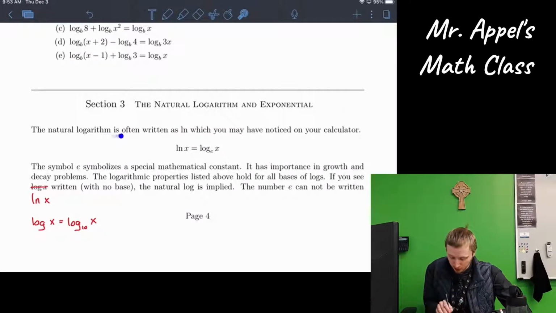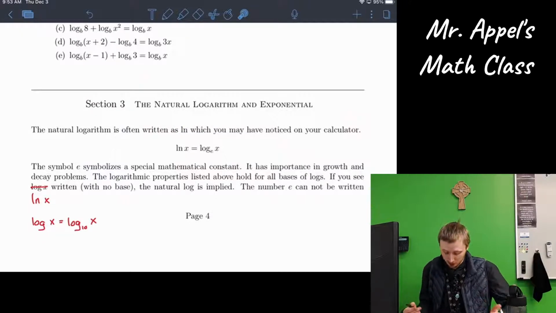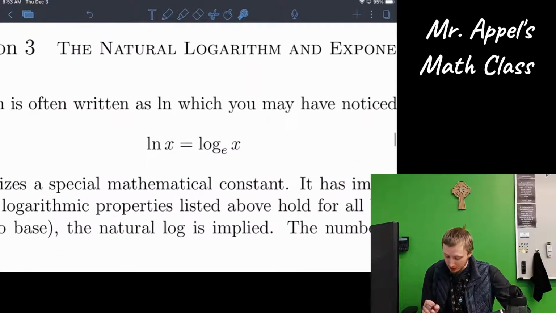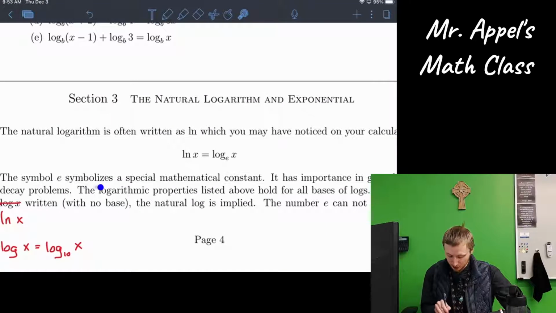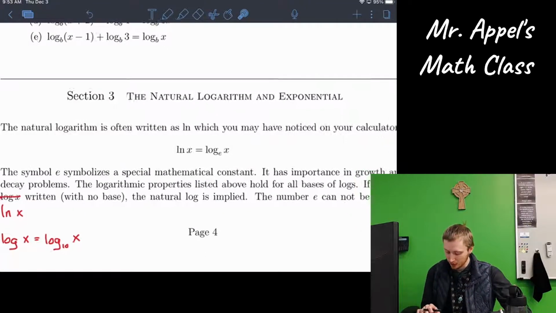So the natural log, often written as ln, okay, so L for log, N for natural. The letters are backwards, and I'd probably blame the French for that one. You may have noticed on your calculator there's a whole separate ln button. It's a wonderful button, very useful. And the ln of x is simply the log base e of x. E, of course, symbolizes a very special mathematical constant. We'll get into it in detail in a moment.